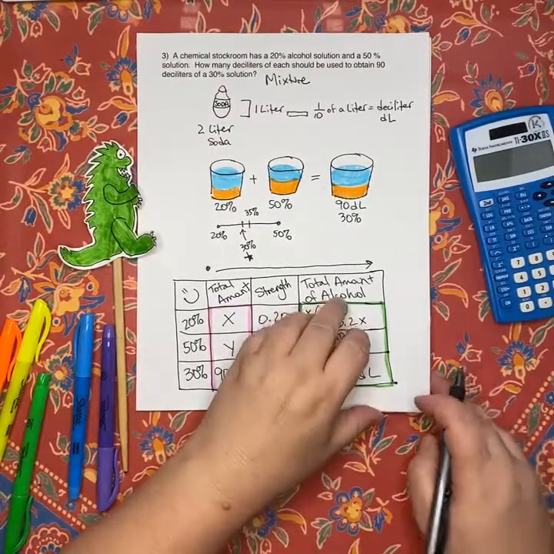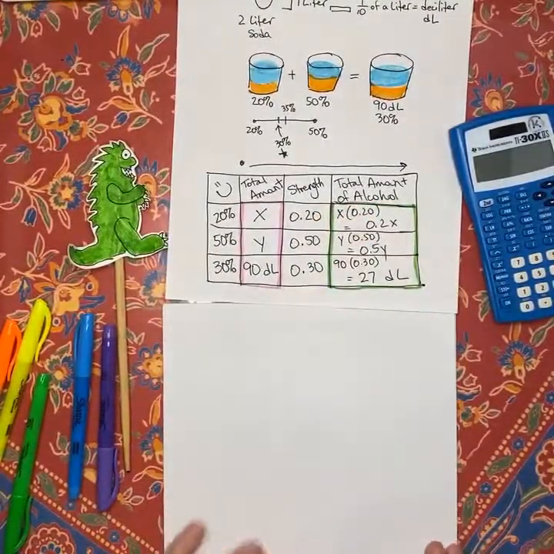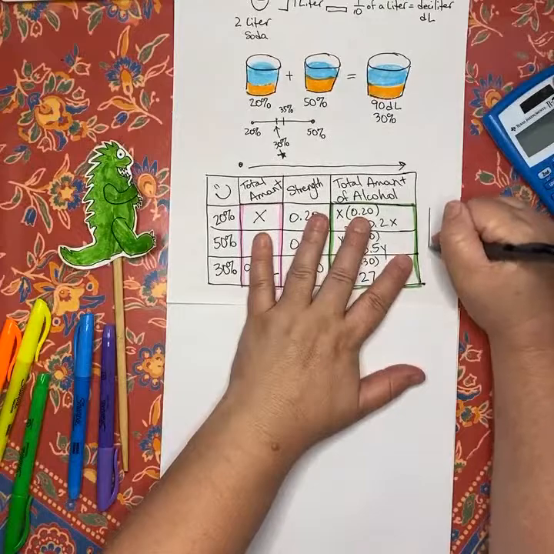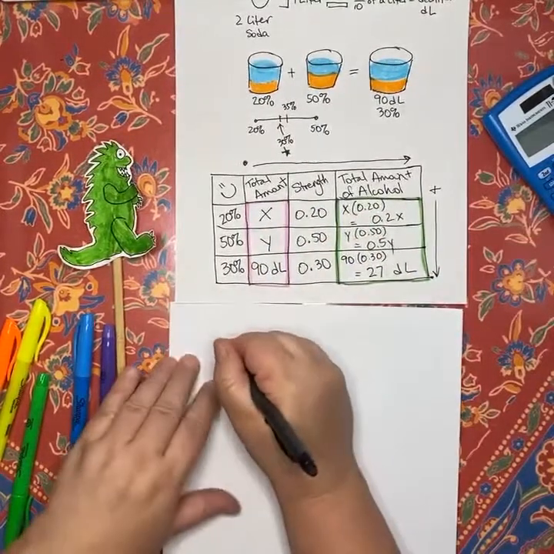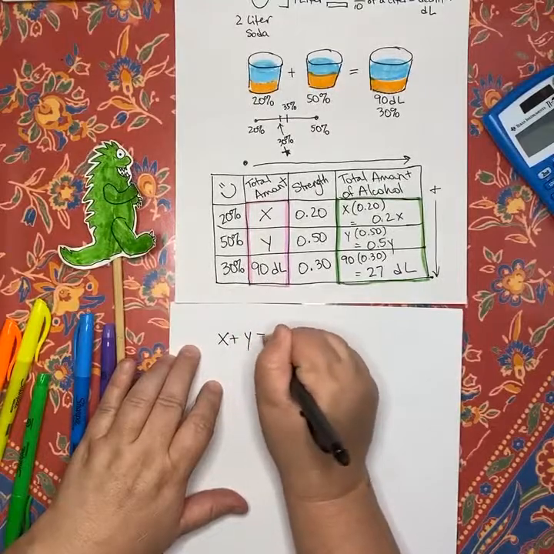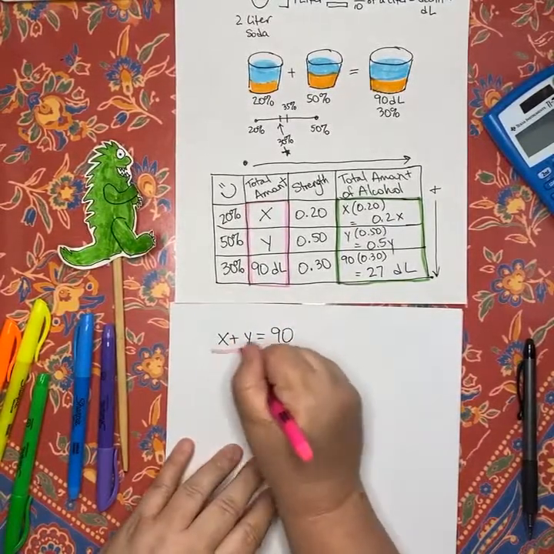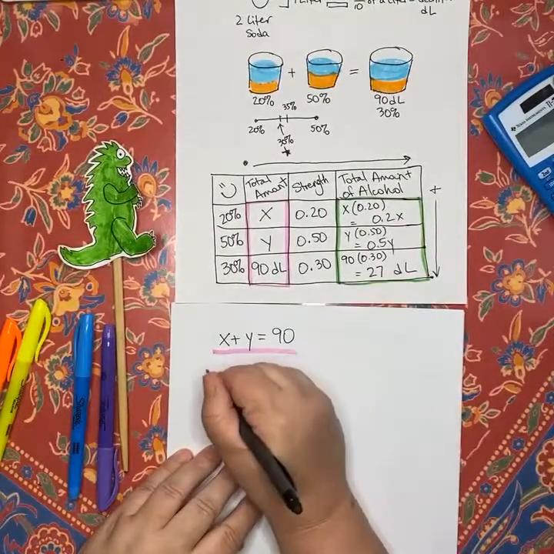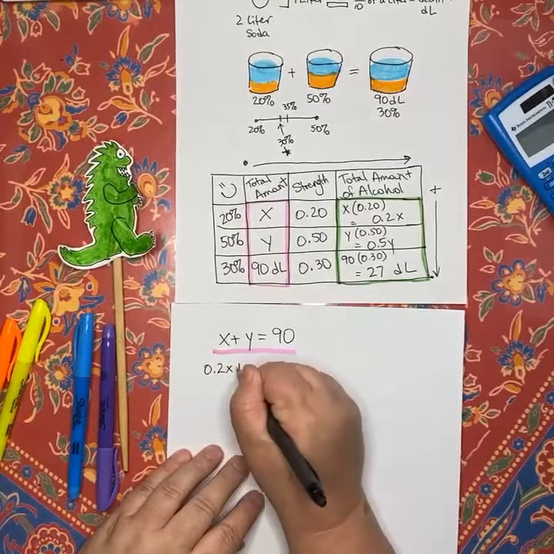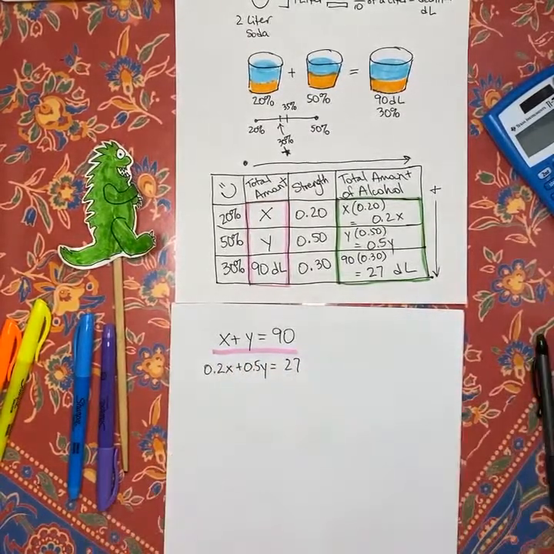Okay, let us write out the equations. So the pink equation coming down the chart is x plus y equals 90. That's the pink equation. And the green equation, 0.2x plus 0.5y equals 27. That's green.